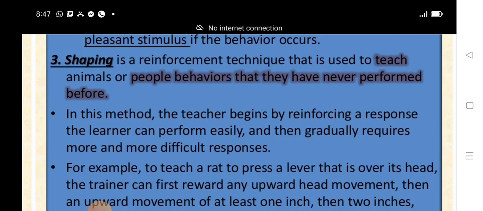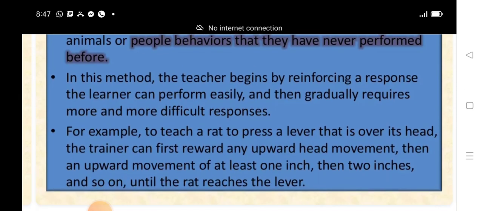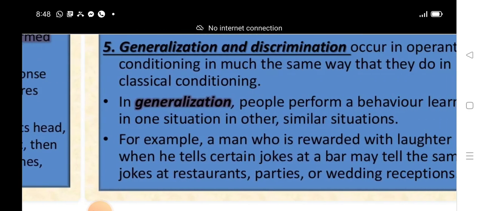Shaping. What about shaping? It is a reinforcement technique used to teach animals or people behaviors that they have never performed before. How? In this method, the teacher begins by reinforcing a response the learner can perform easily and then gradually requires more and more difficult responses. Let's have an example to understand this. For example, to teach a rat to press a lever that's over its head, the trainer can first reward any upward head movement, then an upward movement of at least 1 inch, then 2 inches, and so on until the rat reaches the lever.